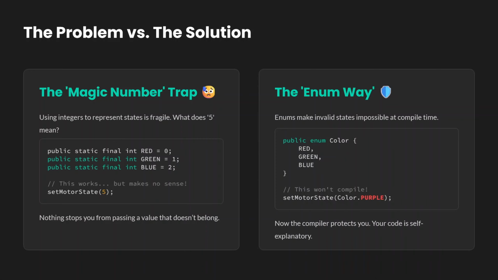But with enums, if you try to pass something that doesn't exist, like colored or purple, the compiler literally won't let you. It's like Java giving you a side eye and saying nope, not today. It's much simpler, clearer, and safer for people to read, and for the programming language to process. So this is why enums were created.